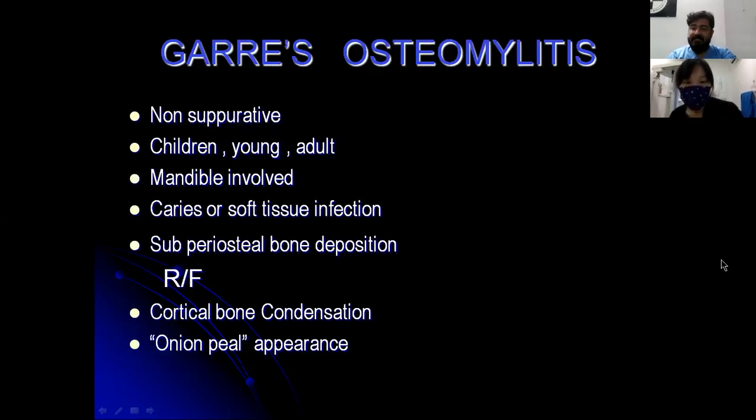Now next is Garre's osteomyelitis. It is non-suppurative. It happens in children or young adults. The mandible is involved. Caries or soft tissue infection is there. Subperiosteal bone deposition is there. Radiological features: cortical bone condensation and onion peel appearance. In Garre's osteomyelitis, if you are writing a short note, the examiner will just see the point, and if you have written onion peel appearance, yes, they will give you the marks and go to the next.